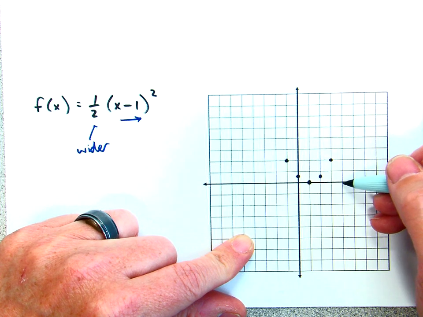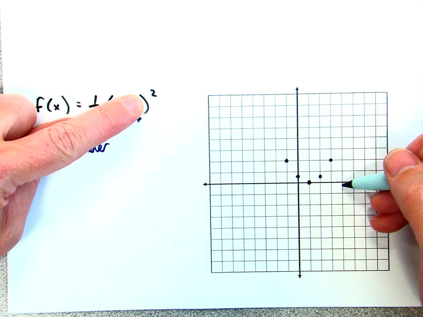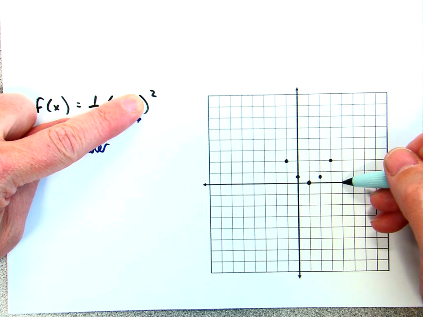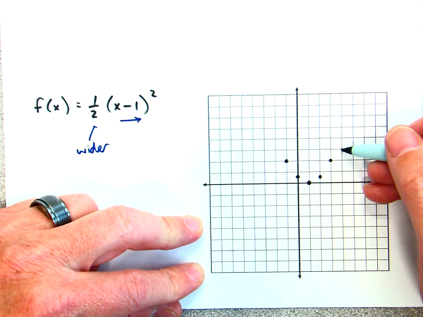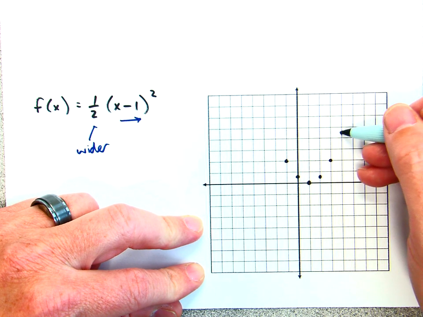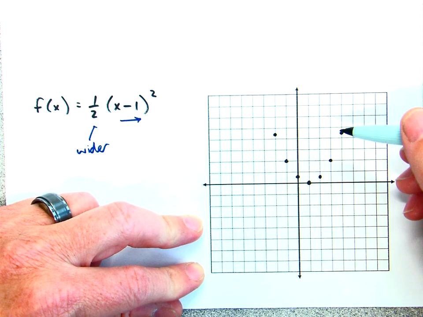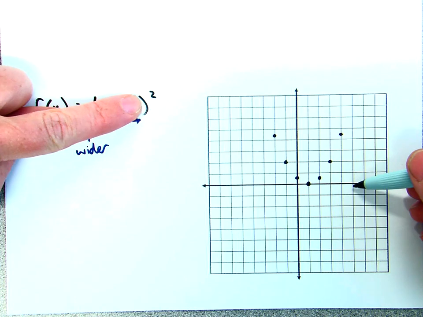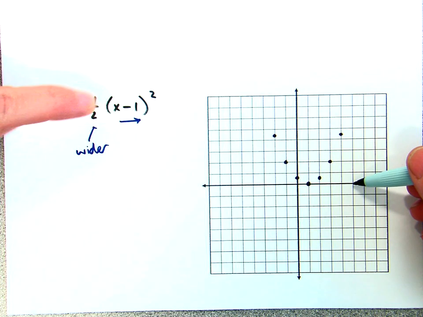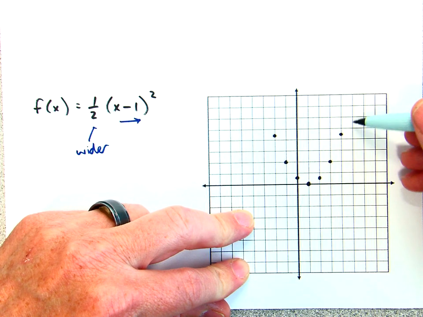If I go out 3, just to build some more here, normally I would go up 9, because 3 squared is 9, but I'm going to go up half of 9, which is 4 and a half. So 1, 2, 3, 4 and a half. So I mean, if I wanted more of these anchor points, then we can build them as we just keep going out. If I went out 4, normally 4 squared would be 16, but I want half of 16, which is 8. 1, 2, 3, 4, 5, 6, 7, 8.